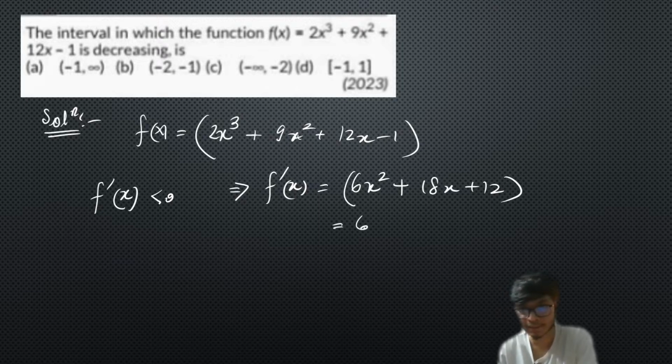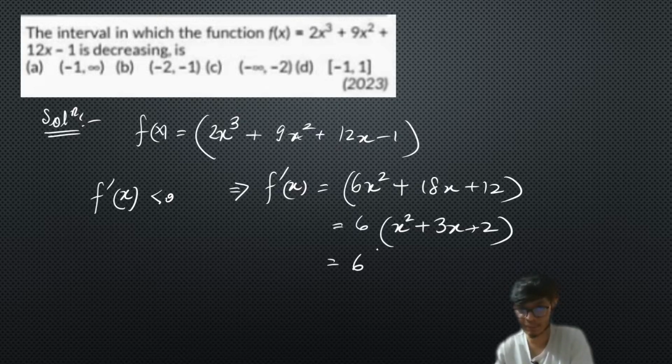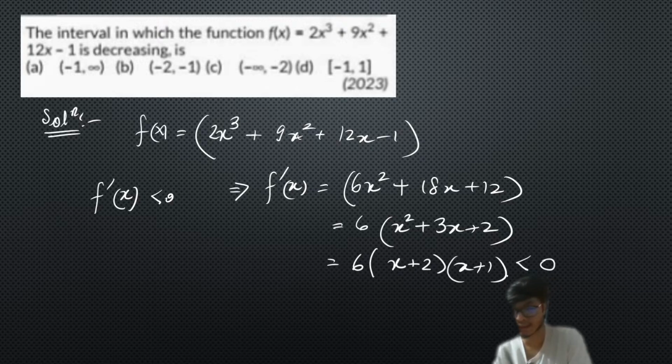Now from here I can take 6 as common, so I will get 6(x² + 3x + 2), that is going to be the relation. So we can simply factorize this part, right? So I can write it as (x + 2)(x + 1). Now I have to set that less than 0, right?